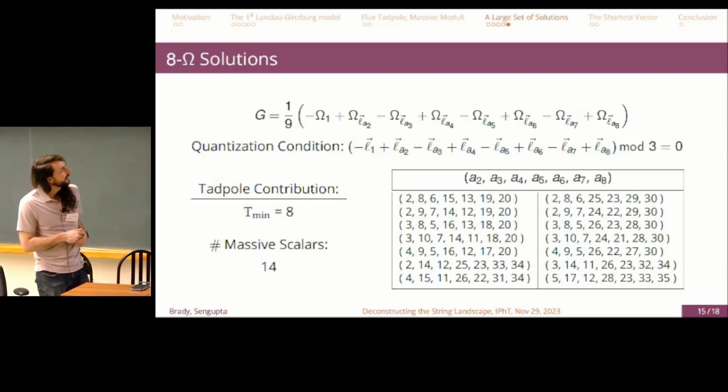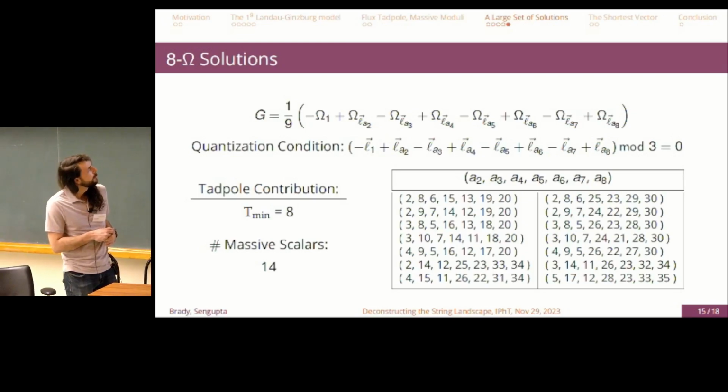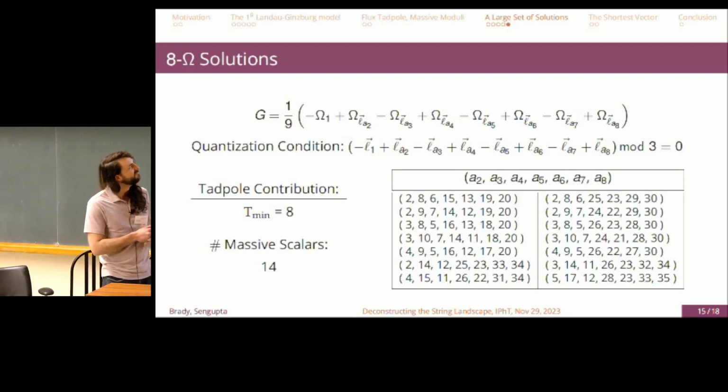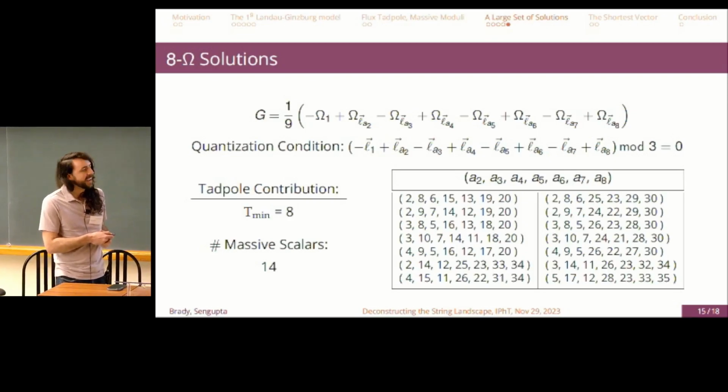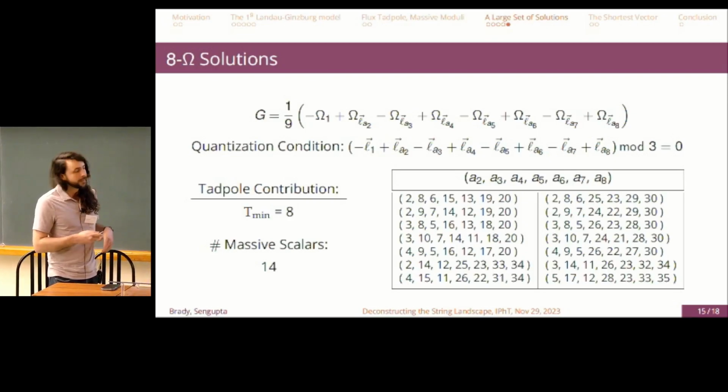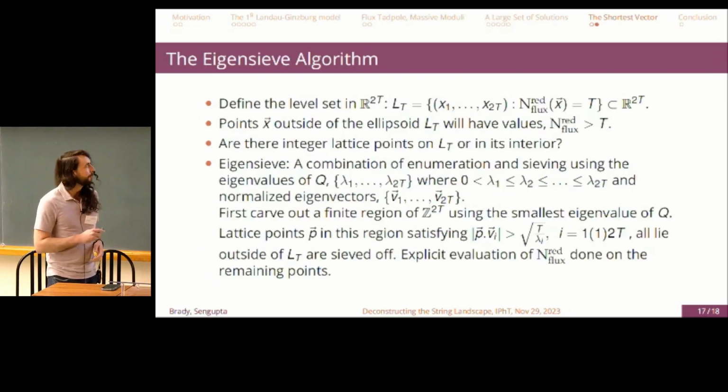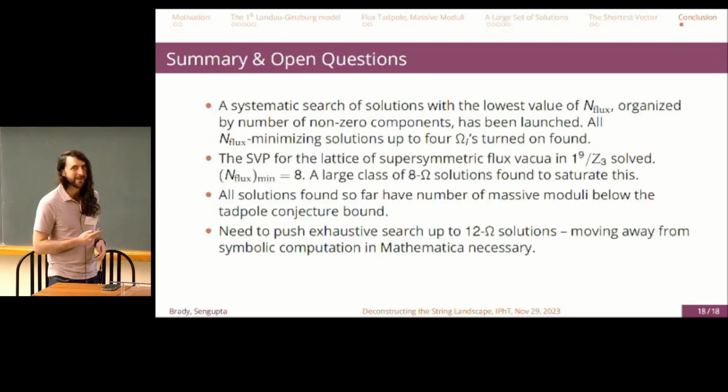So we find T-min is the minimum of this. It stabilizes 14 massive scalars. The quantization condition is this, which we picked up from the 4 omegas. This gives us a set of 8 omega solutions, but it is, like I said, not exhaustive. Okay, sorry about that.